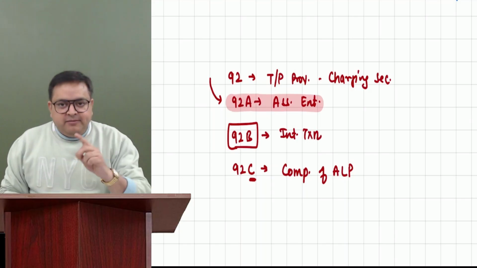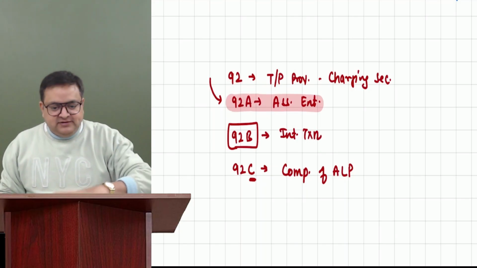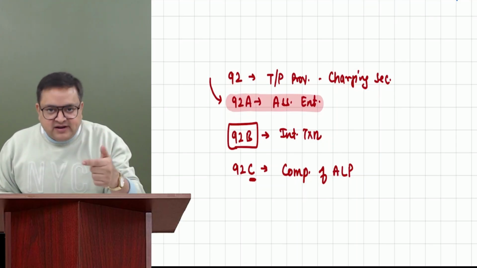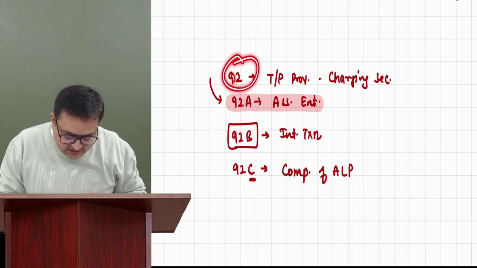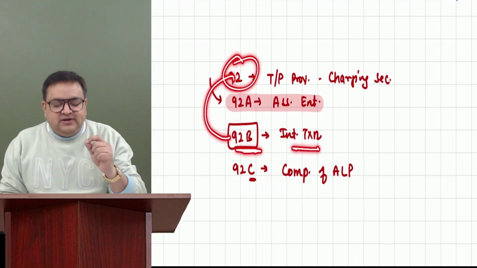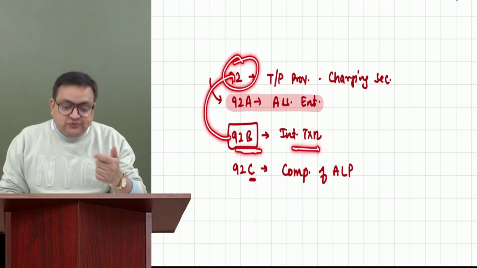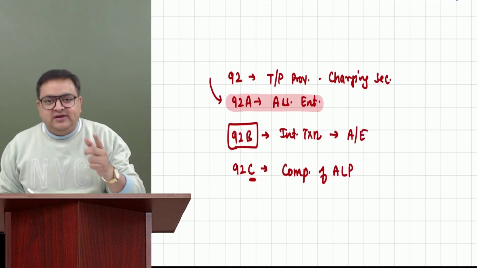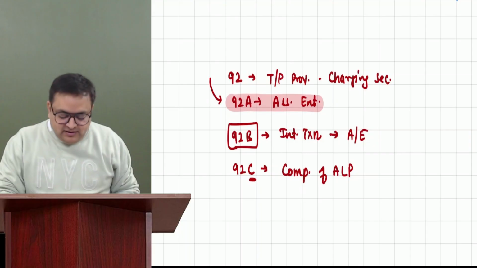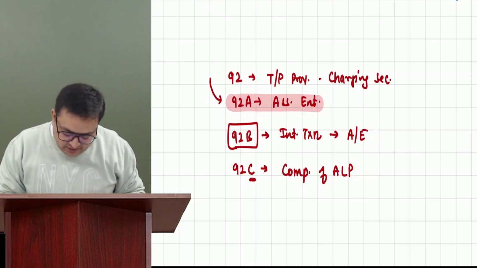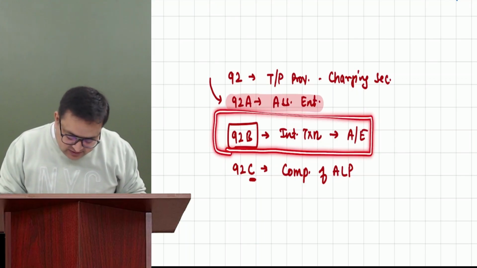Right. So again, I'm repeating. Please write these four sections. 92 is the charging section, that whenever there is an international transaction happening. What is an international transaction? It is defined in section 92B, that whenever you do a transaction between associated enterprises. So, international transaction between associated enterprises, not with any stranger. Now, who is associated? That is defined in section 92A. Right.